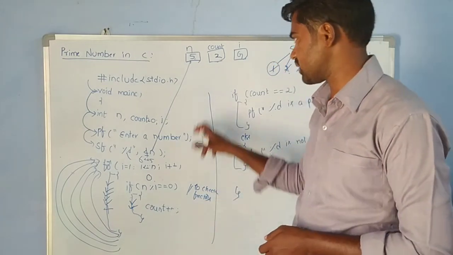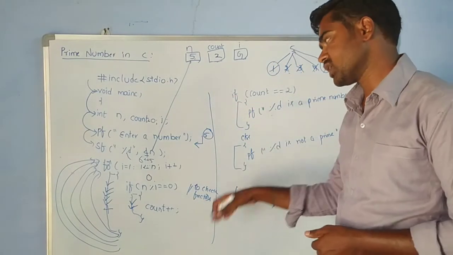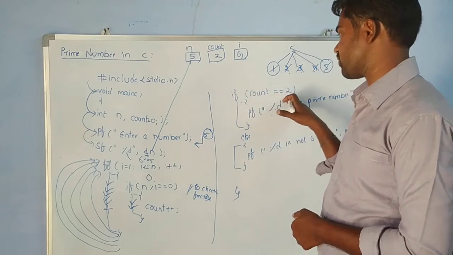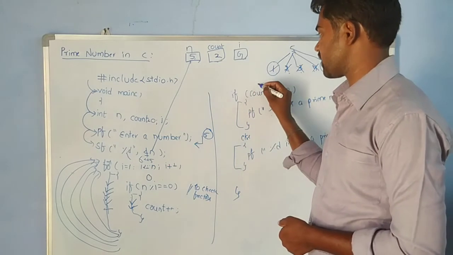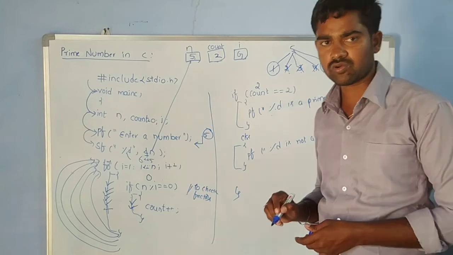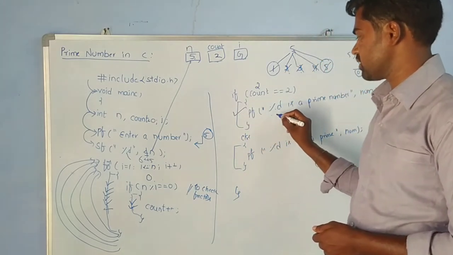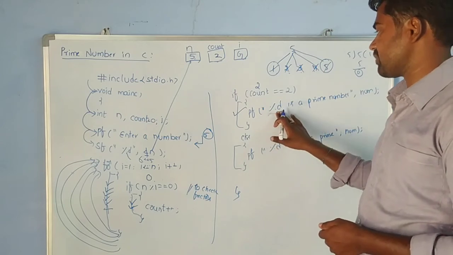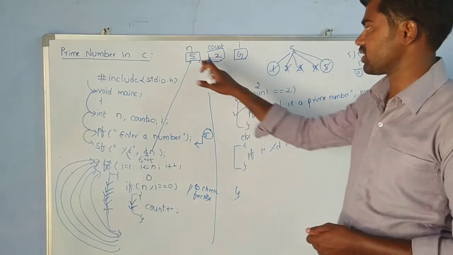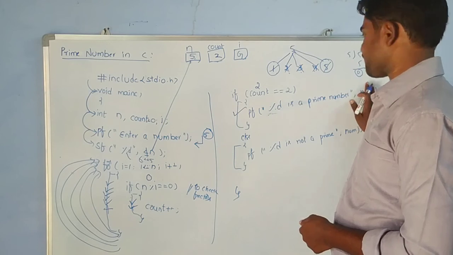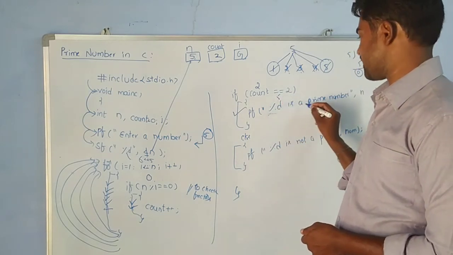Now what is count here? Count equals 2. With the count, what will happen? If count equals 2, what is the count here? Count equals 2, and 2 is equal to 2. Is it a prime number or not? Yes, the condition is true. Then it prints the number, which is n. So 5 is a prime number.